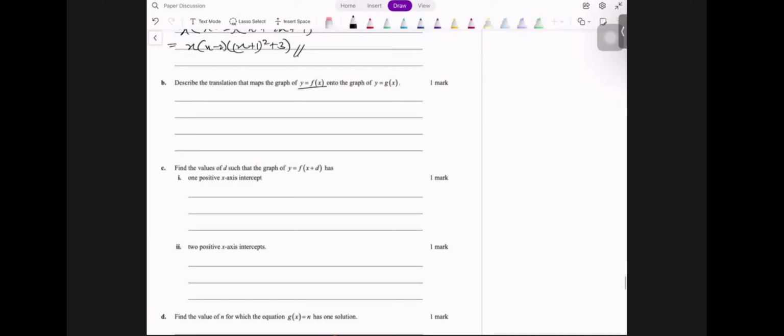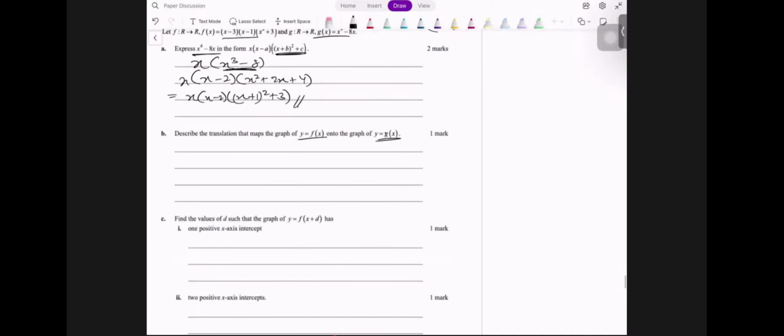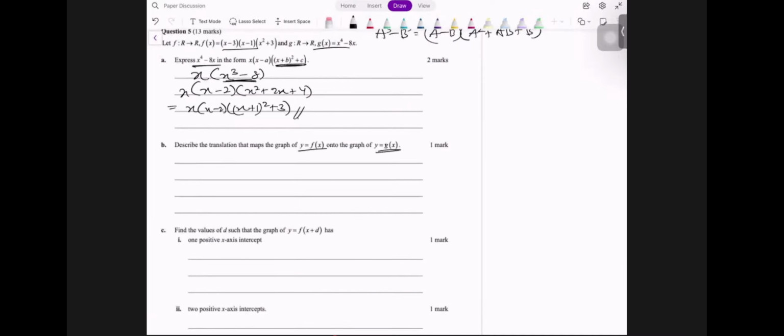Describe the translation that maps this graph onto this graph. If this is a little confusing, I would recommend just sketching straight away into the CAS. You can see what's happening here. If you have x plus 1 here, coming from x squared plus 3, so you're looking at f(x) onto here. You can see x squared plus 3 becomes x plus 1, and x minus 1 becomes x minus 2.